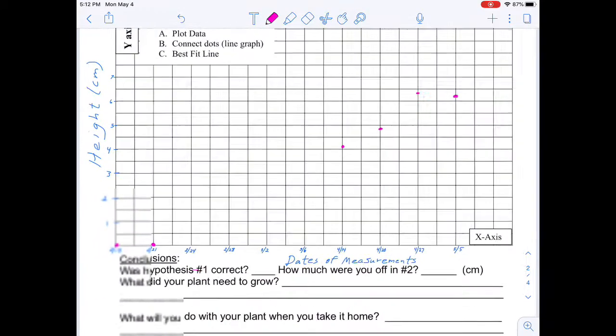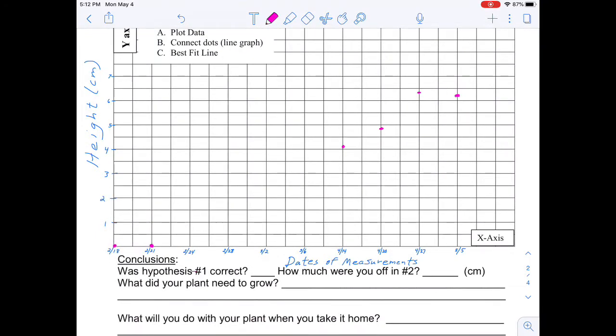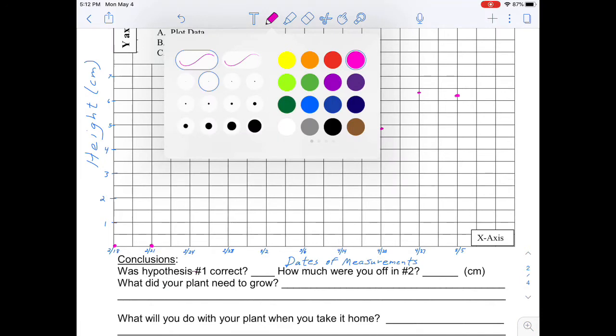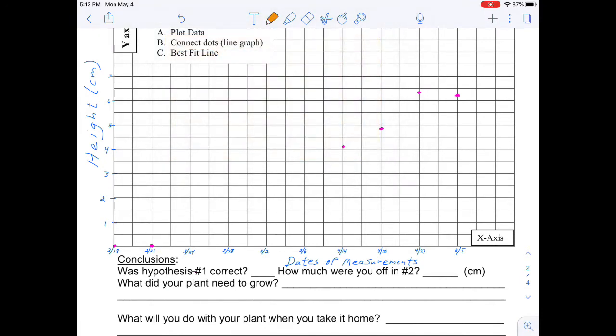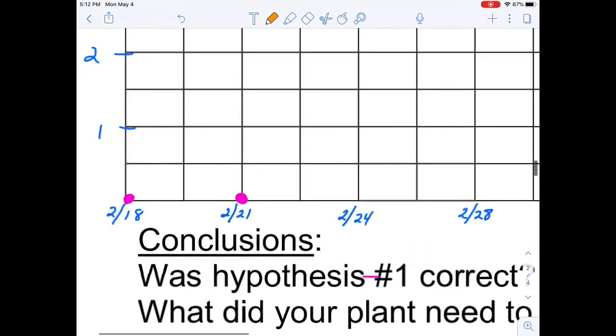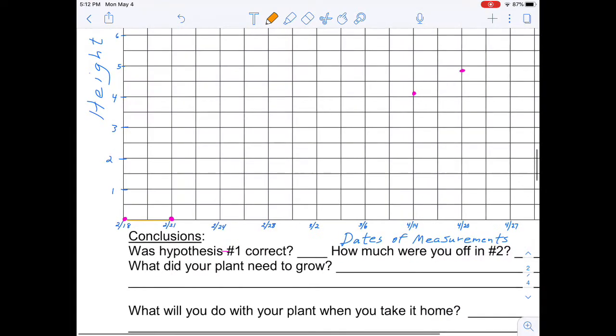Now, what I would like us to do next is we need to connect the dots. So I'm going to change colors of my Notability pencil here. And remember, with Notability, if you draw the line and hold it, it will make it a straight line for you. You should have some data points, hopefully in between the ones that I have here.